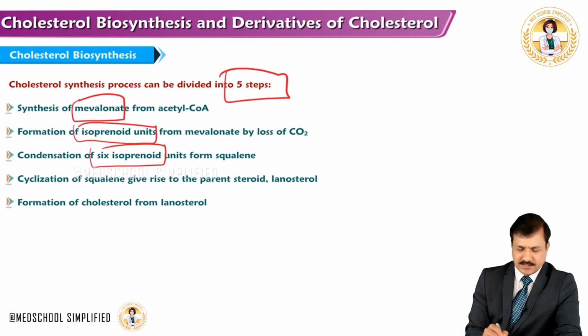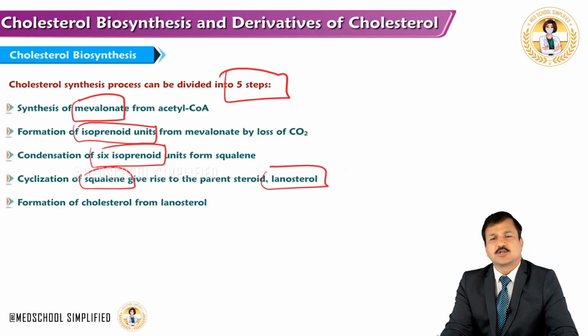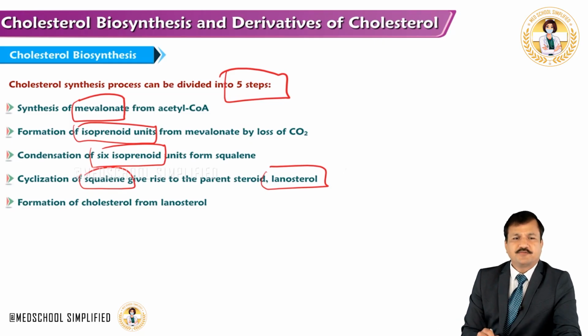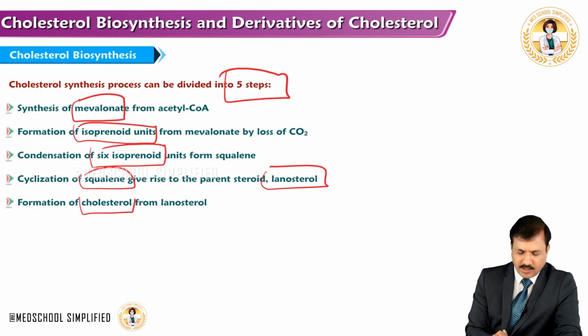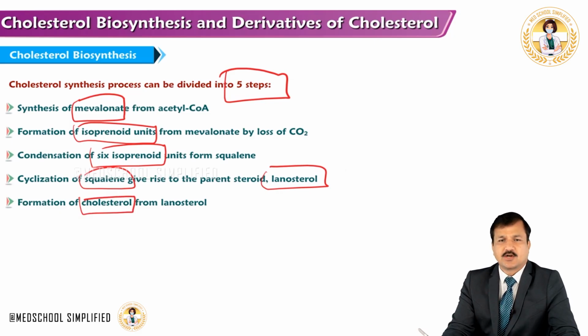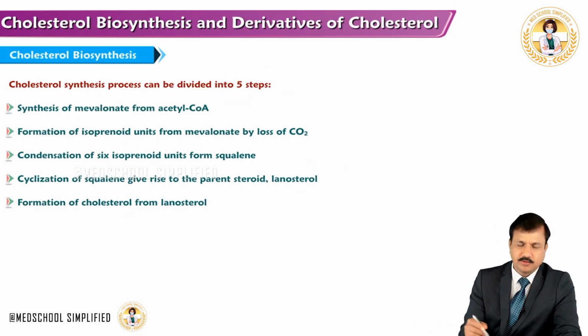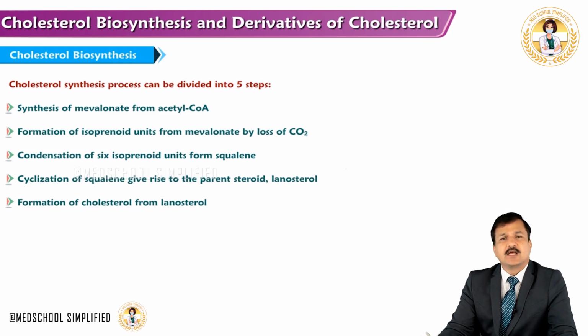And the fourth step is cyclization of squalene to make a parent sterol called lanosterol. And the fifth step is formation of cholesterol from lanosterol. So these are the 5 steps that we are going to go into while we understand how exactly cholesterol is synthesized in our body. Make sure you remember these 5 steps. I am going to repeat one more time.